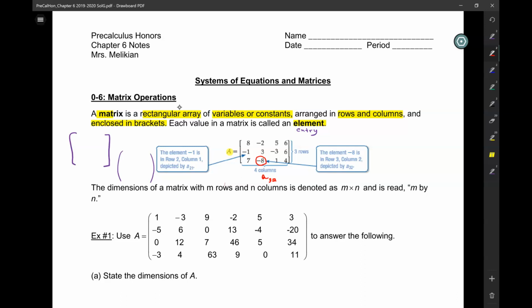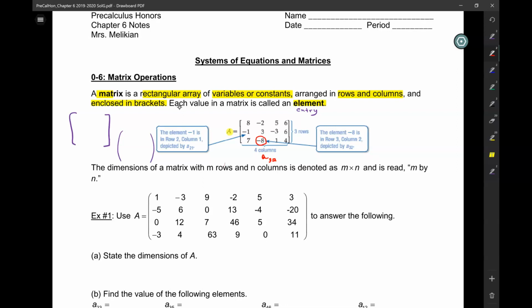It is understood, and it's the rule, that rows come first, then columns. This is the single most important thing you will remember. Rows, then columns, okay? Okay. Next one.